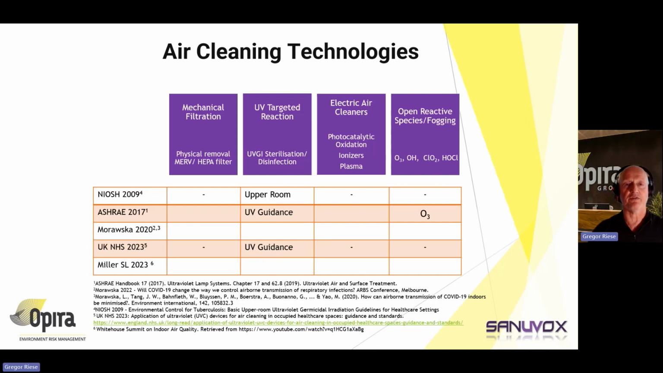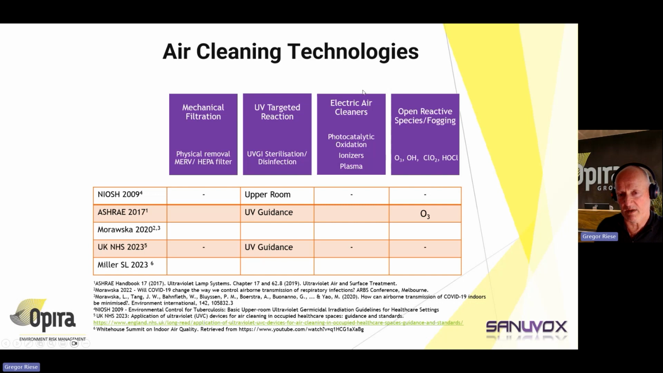I just want to give a quick overview of the various air cleaning technologies currently out there, or how we classify the different air cleaning technologies. The first one, of course, is mechanical filtration. There are four purple boxes along the top here. Mechanical filtration is the typical physical filtration that we're used to. UV is in its own category. It's described as a targeted reaction. It actually impacts the molecules within a pathogen or organism and denatures the DNA so that it can't reproduce. That's the mode of action.